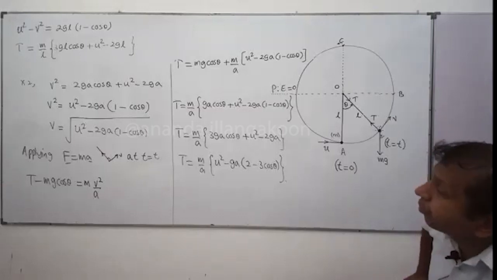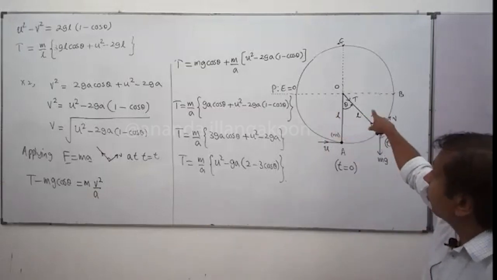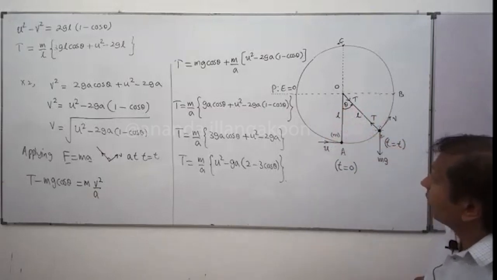Apply conservation of mechanical energy, taking the horizontal level through O as the potential energy zero level. Apply conservation of mechanical energy, and apply F equals ma towards the centre.